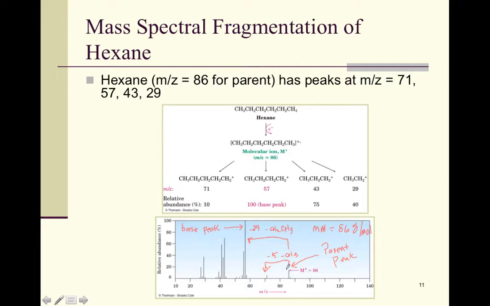And then something that I noticed is I have a couple of fragment losses here. I have a peak here at 71. And mathematically, the difference between 86 and 71 is a minus 15. That means I lost a methyl group, a CH3 group. I also noticed another peak, and that's our base peak. The difference between our parent peak and our base peak is 29. A loss of 29 is the loss of an ethyl group, because that's the molar mass of an ethyl group.